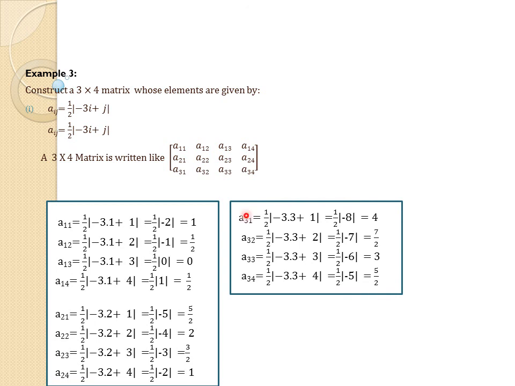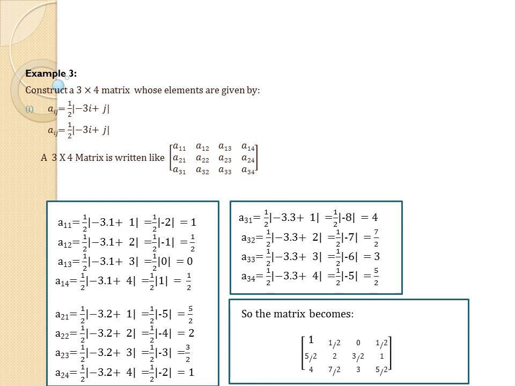a31 means half of again mod of minus 3i plus j. Minus 3 into 3, i means 3, plus j means 1, equals half of mod of minus 9 plus 1, which means minus 8, and mod means 8. 8 by 2 equals 4.